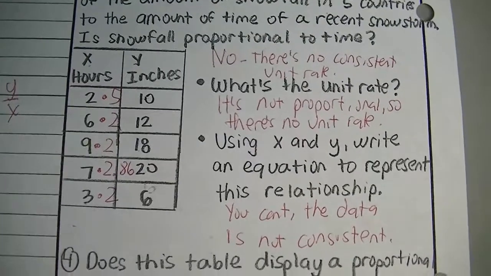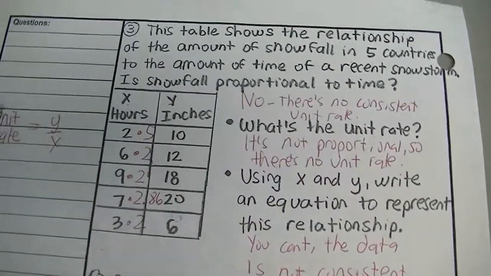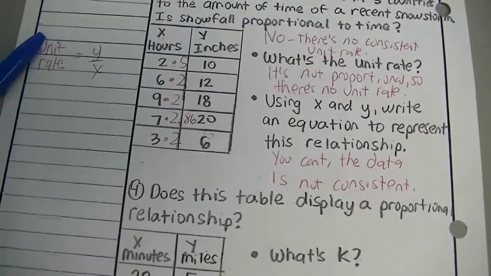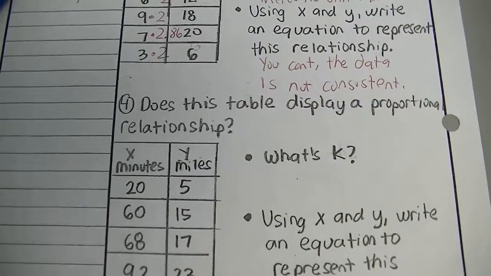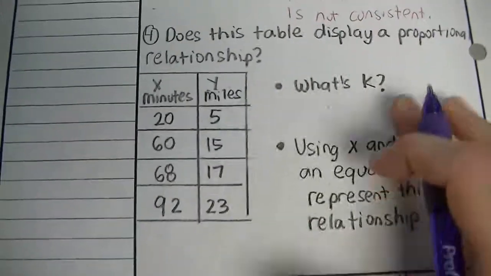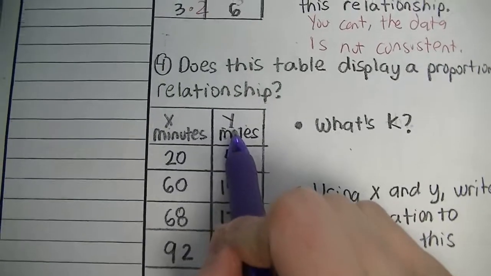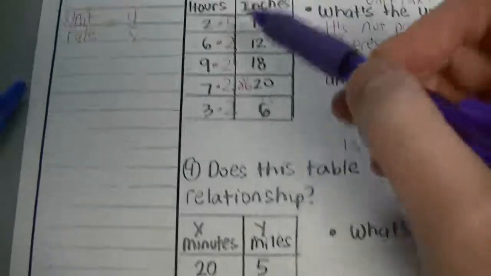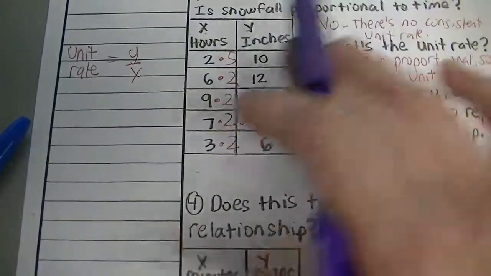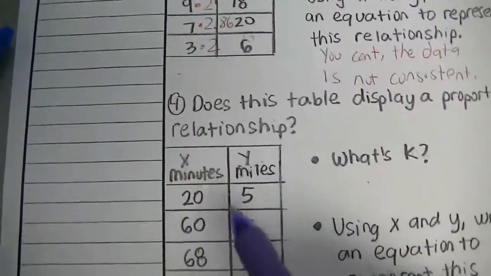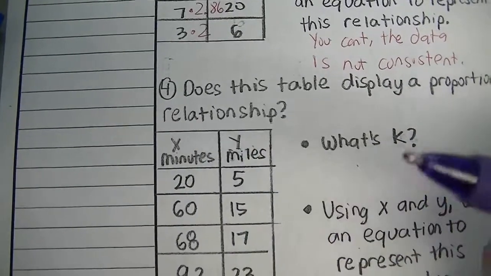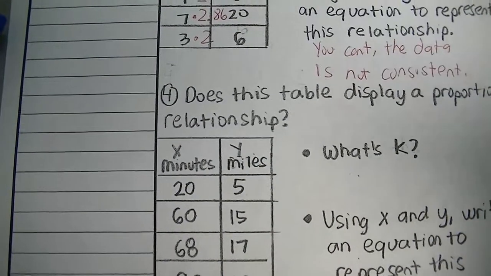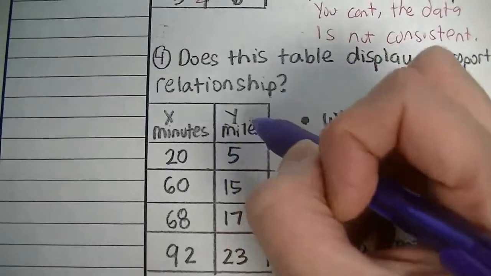Okay. So number 4. It asks, does this table display a proportional relationship? So again, what you do, you label x and y, and it's already labeled. Find the unit rate for each value in here, and if they're not consistent, then it's not proportional. There's no unit rate. If it is consistent, then yes, it's proportional, and you could totally find the unit rate just from that, okay? So let's go ahead and remember y divided by x. Y divided by x is the unit rate.